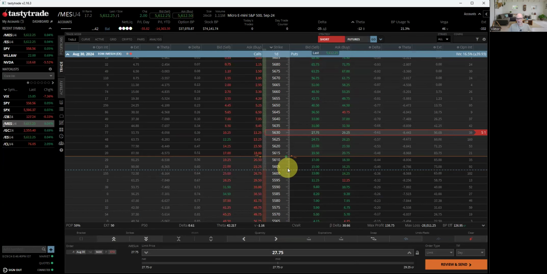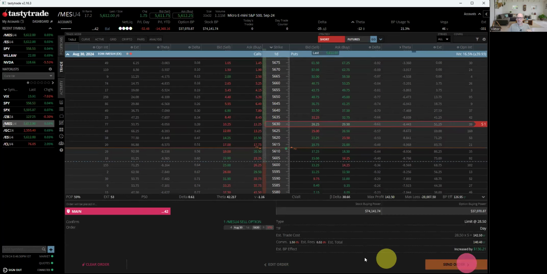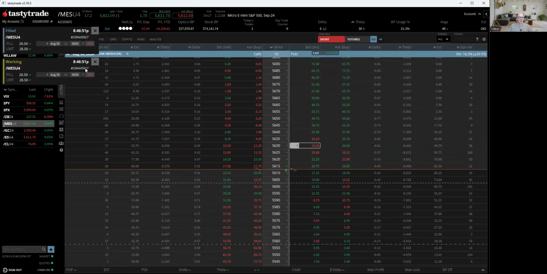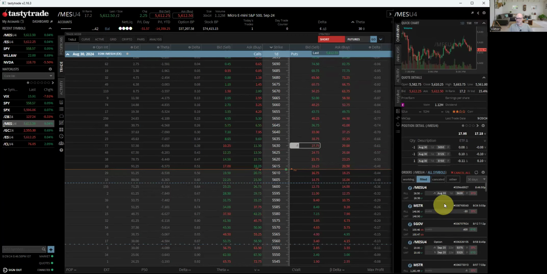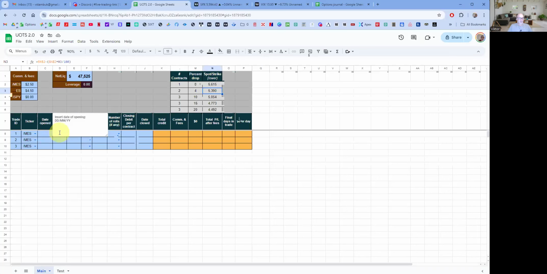4% below the market. So I think we're gonna go ahead and try and collect this right here. So let's go a little bit on the greedy side here and just see if we can get it closed, which we did. All right. And then we're going to go and record that. Let me just take a look again. This is the 5630 strike. Let me just do that.